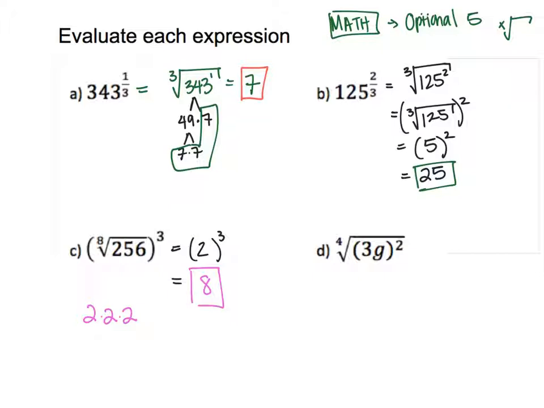Okay, last but not least, we have this part D. And D here has this all in parentheses and the outside being squared. So here's how I'm going to handle it. I'm not going to worry too much about what's in the parentheses.